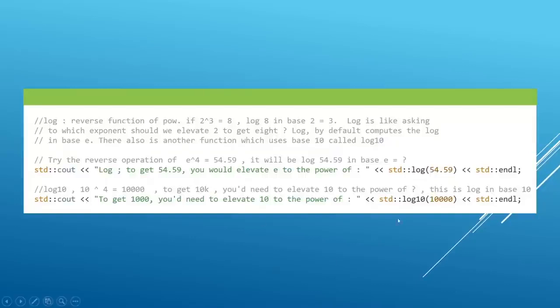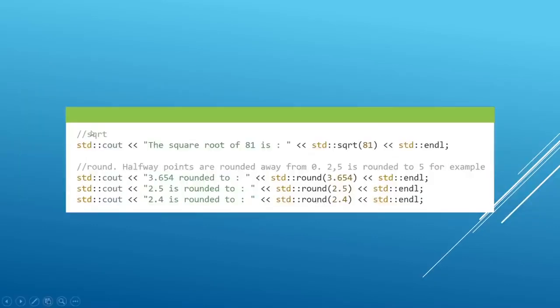For example, here we are computing log10. So what we are really saying is to which power should we elevate 10 to get 10,000? And this is easy because the answer is 4. 10 to the power of 4 is 10,000. I really hope this makes sense. We also have a square root function we can use. So square root of 81 is going to be 9.